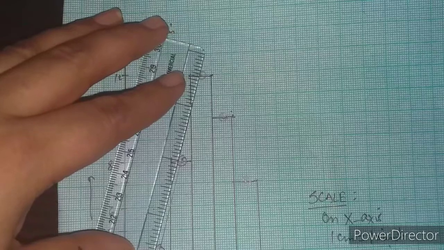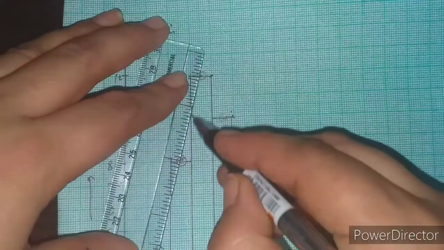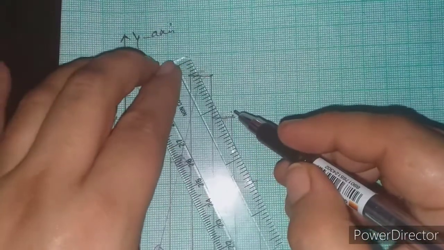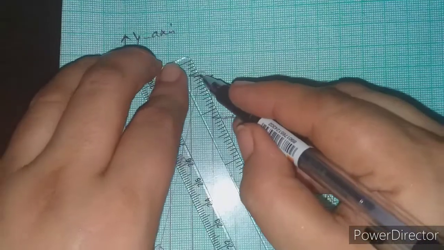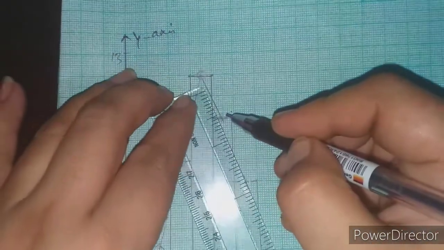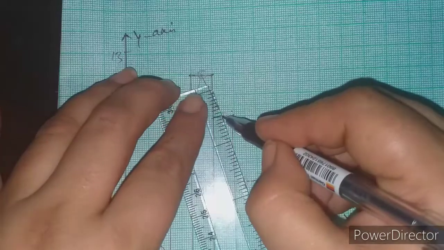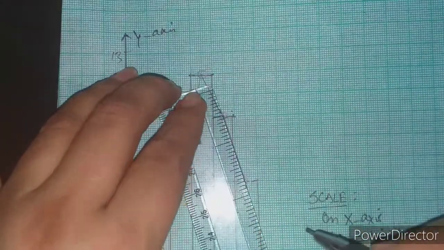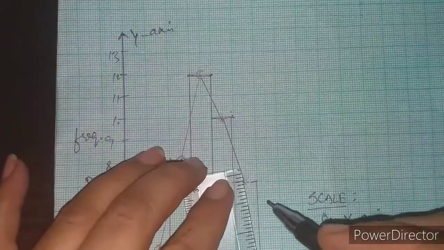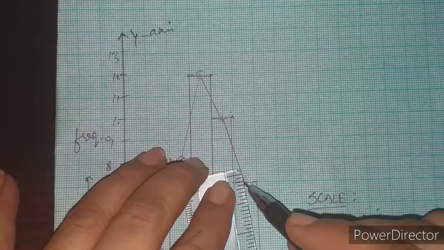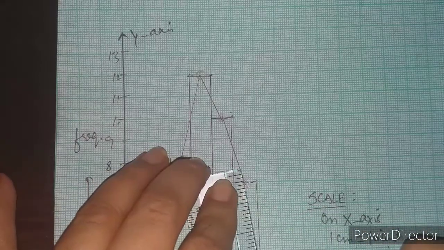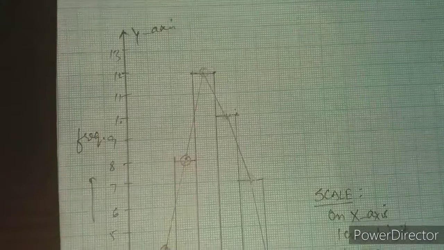Then third to fourth we have to join like this only, right? Then we will join fourth to fifth. Okay, so these midpoints are joined with the help of straight lines only. Now I will tell you the exact meaning of the frequency polygon.